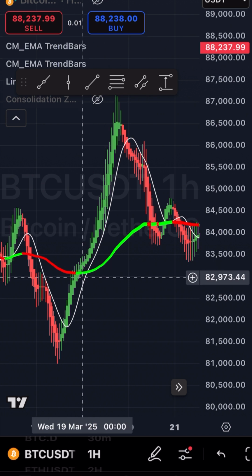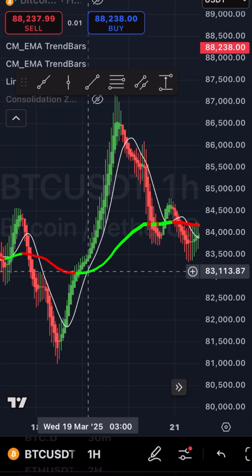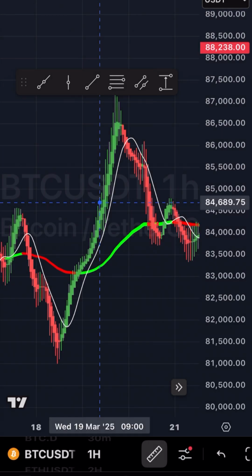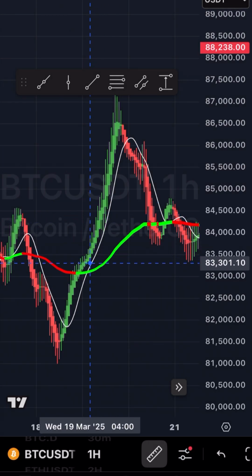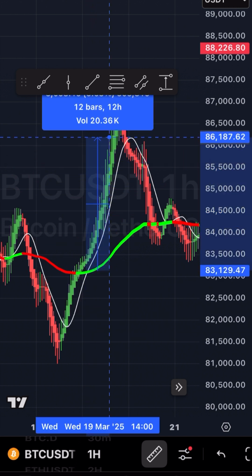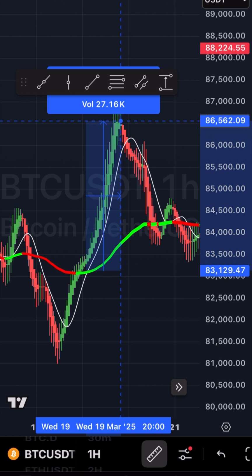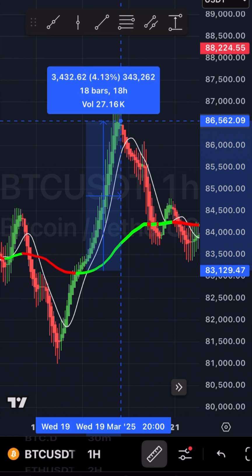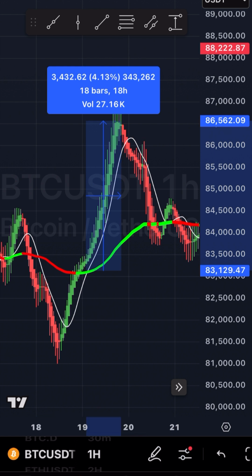So the next one right here, we got another move right here across the linear line. So you would have come in at this point, and you basically would have rode this out all the way to the top. And this is almost a $4,000 move in 24 hours.